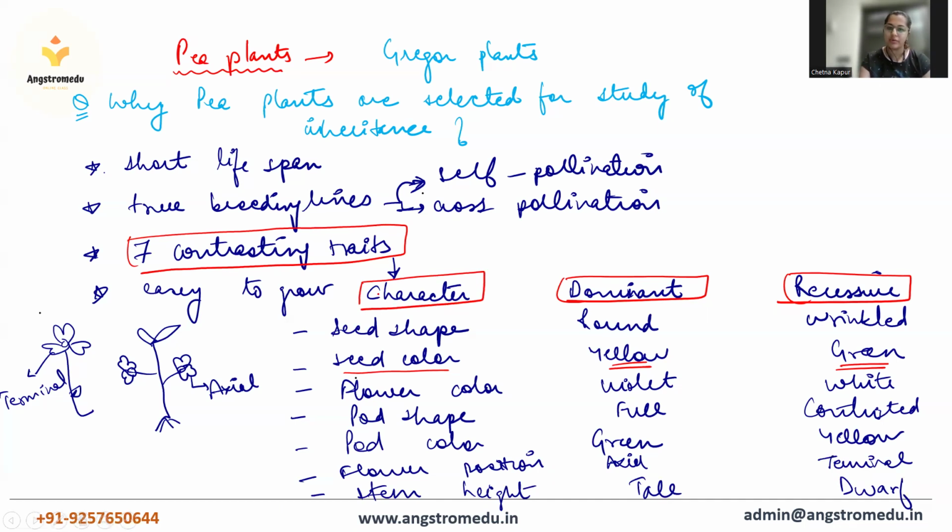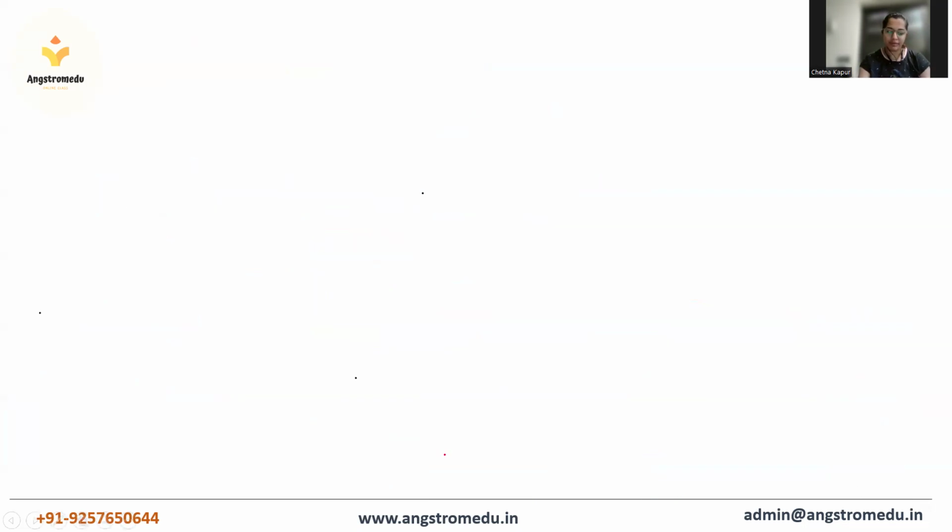So these were all taken up by Mendel in a very important experiment: why pea plants were selected for the study of inheritance, the four reasons, and then the seven contrasting traits. Which ones are usually asked in questions? The seed color and the pod color, because these two are confusing. In seed color, yellow is dominant over green, but in pod color, green is dominant over yellow. So these are the things for the pea plant.